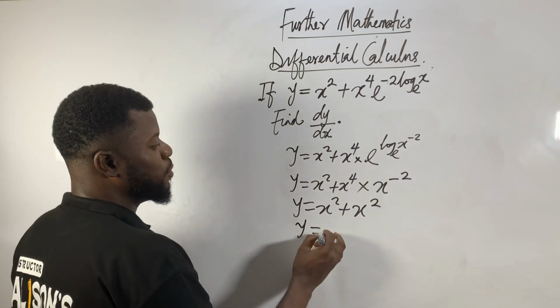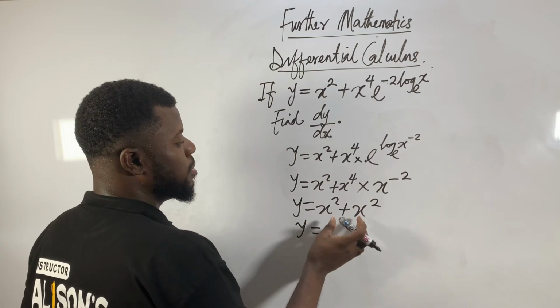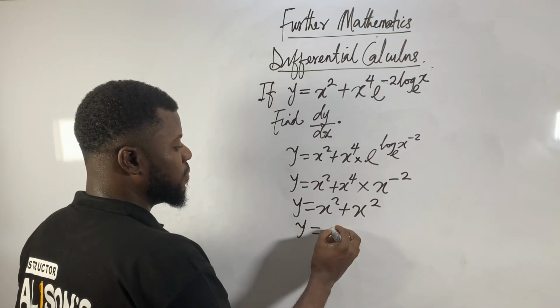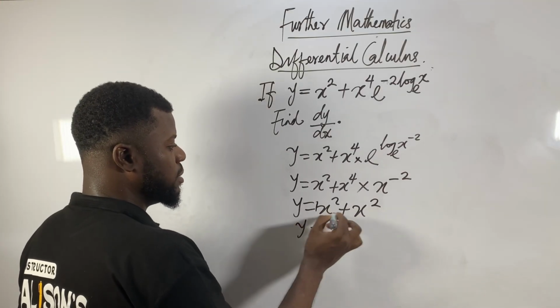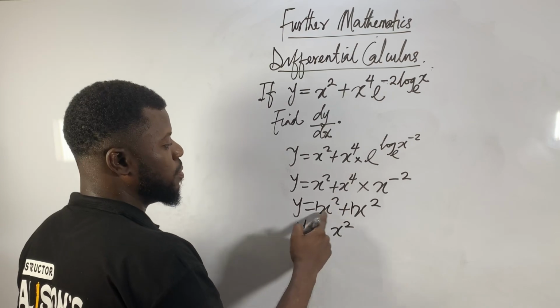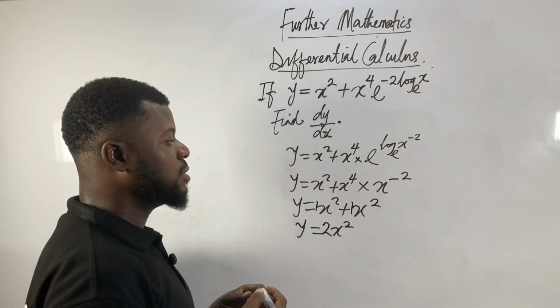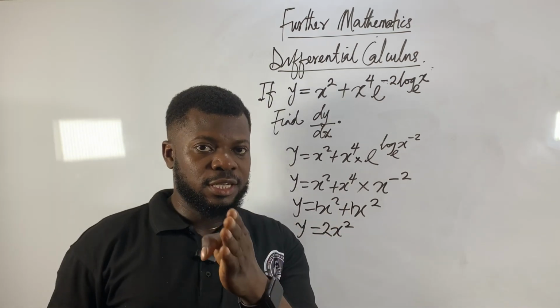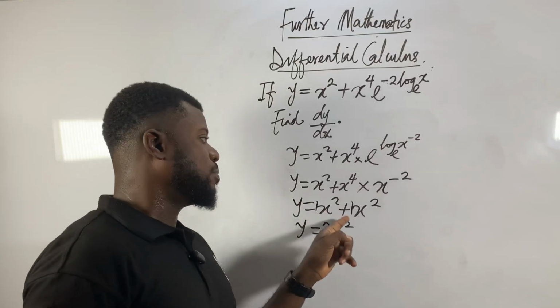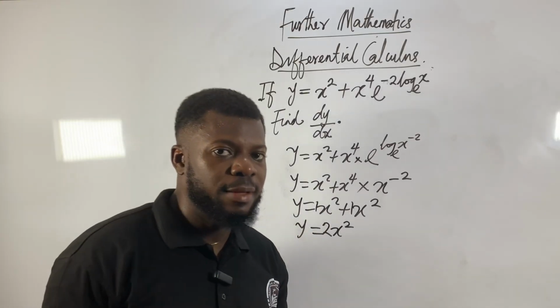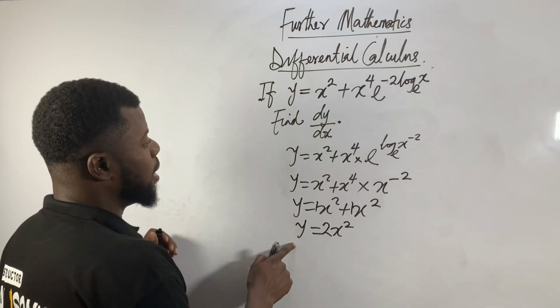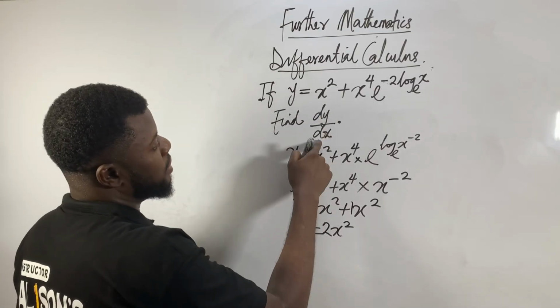Now y will be equal to x squared plus x squared, because they are common. I will just take one of the x squared, but there is a coefficient of 1 there. 1 plus 1 will give me 2. So that means in the same way a plus a is 2a, x squared plus x squared is 2x squared. Finally, I can take the derivative of this one with respect to x.